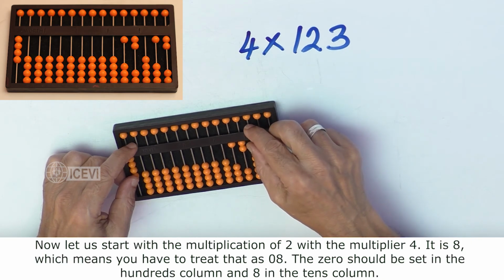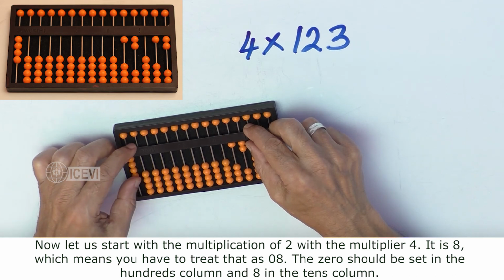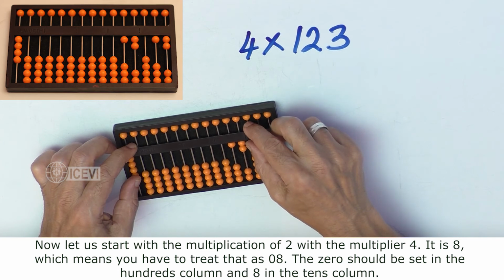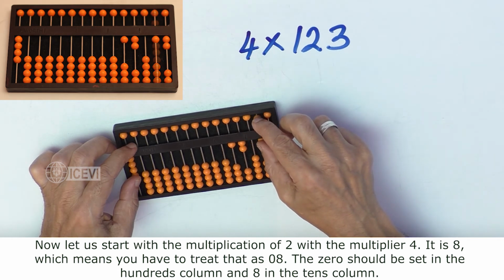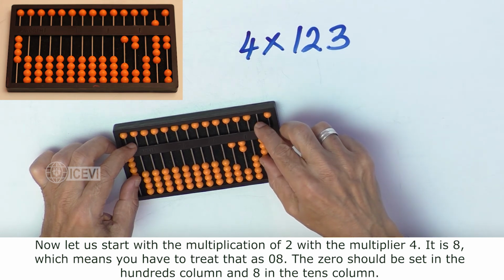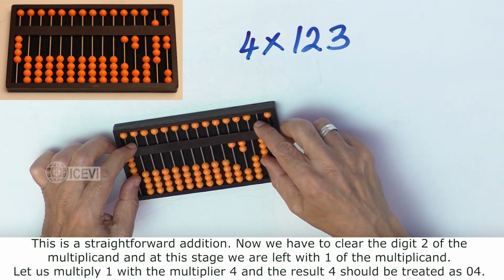Now let us start with the multiplication of 4 and 2. It is 8, which means you have to treat that as 0, 8. The 0 should be set in the hundreds column and 8 in the tens column. In the tens column, there is already 1 value, and you should simply have to add the 8 there. This is a straightforward addition.